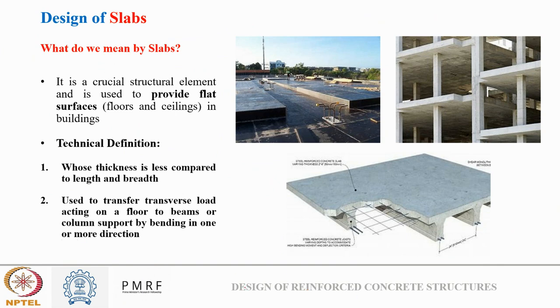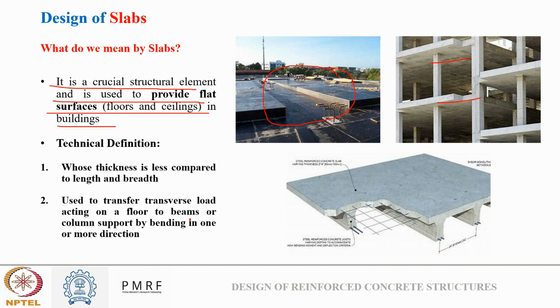So, going in a sequential order, first we need to understand what do we mean by slab. So slabs are crucial structural elements and are used to provide a flat surface in a building. So you can see both the examples in the adjacent images, the slab on the roof and slab at different floor levels.